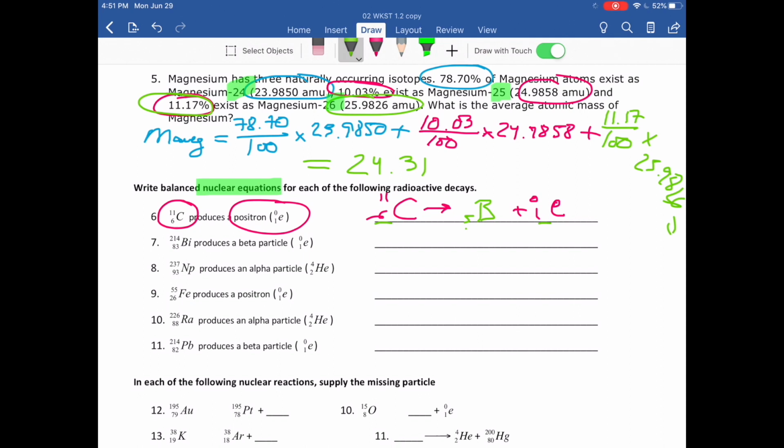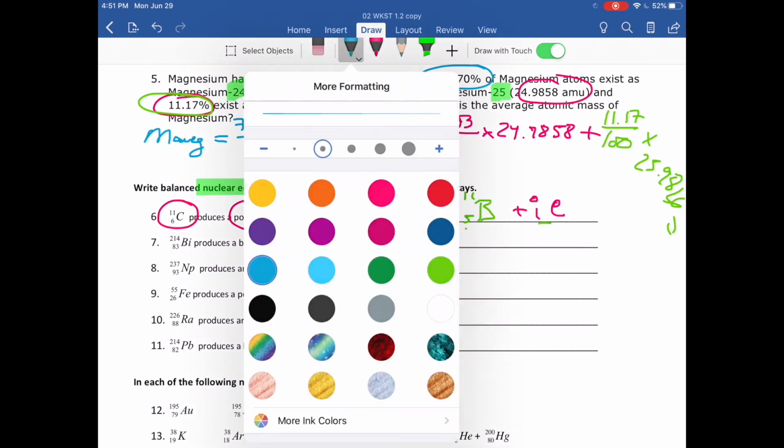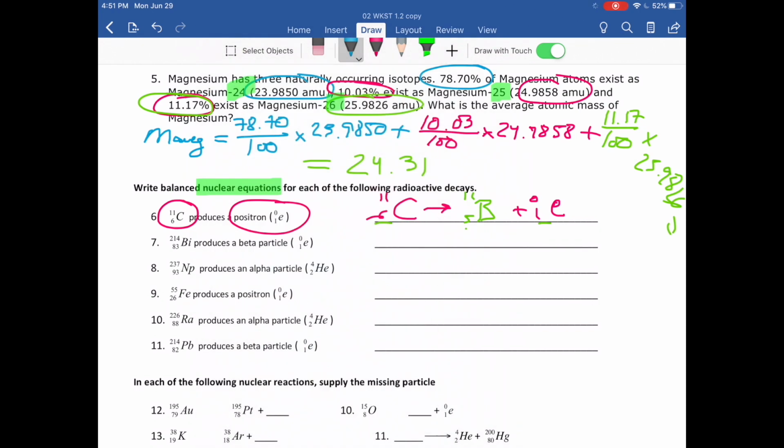And then now, for the mass number, the boron has to have a mass number that plus 0 equals 11. So it's going to be 11 plus 0 equals 11. Next one. Let's change the colors here. So the next one, it's the bismuth. And then you have 214, 83. And this produces as well a positron. So plus 0, 1, E.